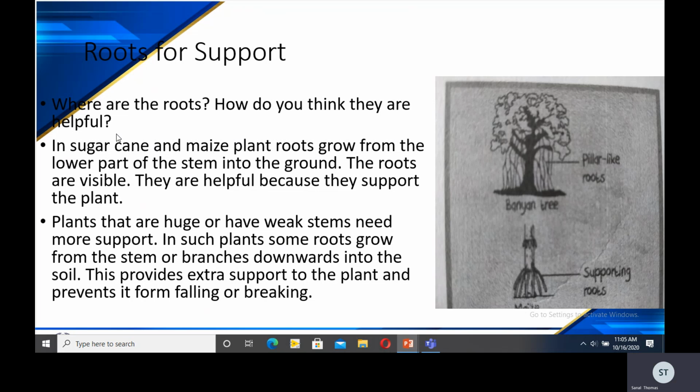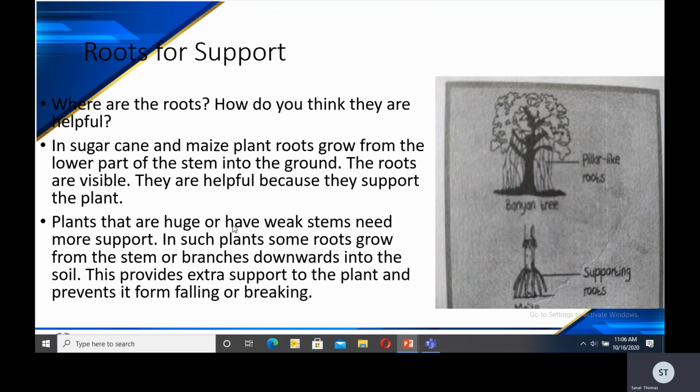By looking at this picture, where are the roots of these plants? How do you think they are helpful? In the banyan tree, you can see pillar-like roots. How do they help? Yes, we'll see. In sugarcane and maize plants, roots grow from the lower part of the stem into the ground. Here you can see a picture of a maize plant. The roots are growing from the lower part of the stem to the ground, and the roots are visible. Yes, they are helpful because they support the plant. These roots support the plant to stand, so they can be called supporting roots.